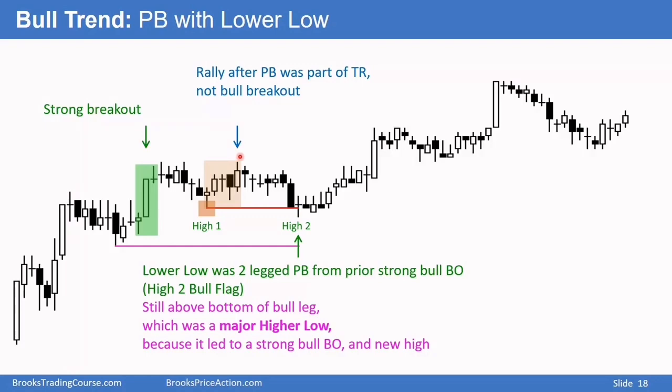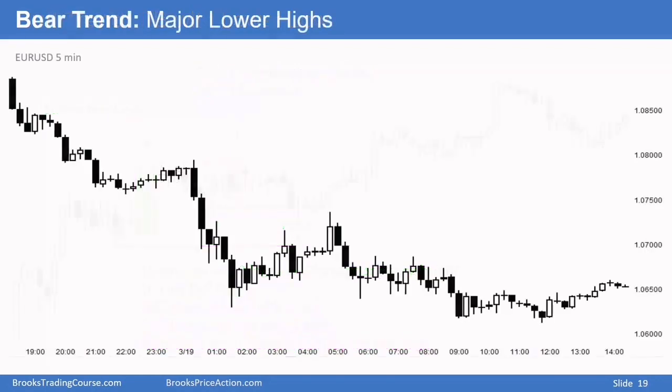The rally here was only a bull leg and a trading range, not a resumption of the bull trend. Bear trend, strong breakouts, 2 bar, 3 bar breakout here, lots of breakouts here. And this is a pretty major lower high, followed by a strong breakout to a new low. As long as it's a bear trend, rally should not get above this high. So that's a pretty major high.